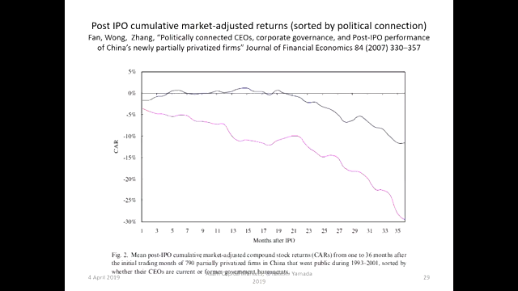Okay. So this is from a different paper by Fan, Wong, and Zhang. They look at politically connected CEOs. So when the SOE is privatized, they go through this IPO, right? And then the government can send these managers or CEOs from the government, right? So what they did was they compared the stock performance between companies that have politically connected CEOs and others that do not. Okay, and this pink line is the one that has politically connected CEOs. The dark blue one doesn't.